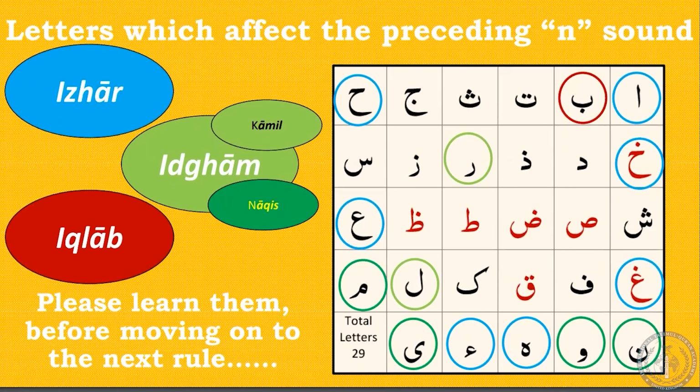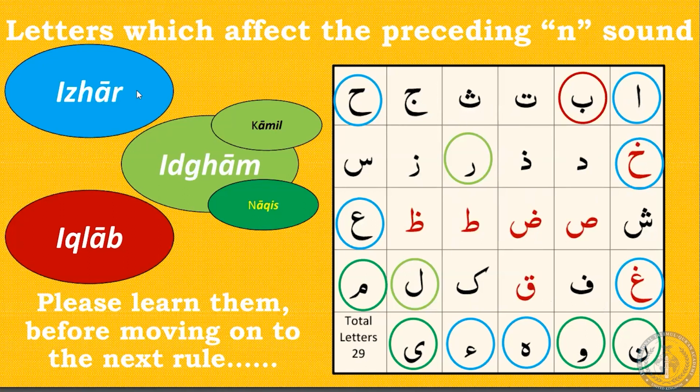The way we remember those letters, that there's 15 of them: ta, tha, jim, dal, zal, za, sin, sad, dad, ta, za, fa, shin, fa, qaf, kaf, right? 15 letters. Nobody memorizes these letters. What we do is we memorize these other letters.